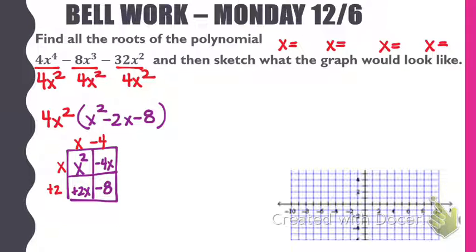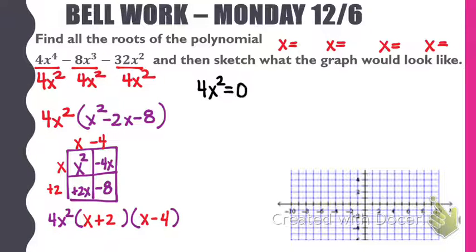And then we take out our GCFs, and we are left with 4x squared times x plus 2 times x minus 4. So let's set all three of those equal to 0. And let's solve all three. And because this is an x squared, this answer is going to count for 2.